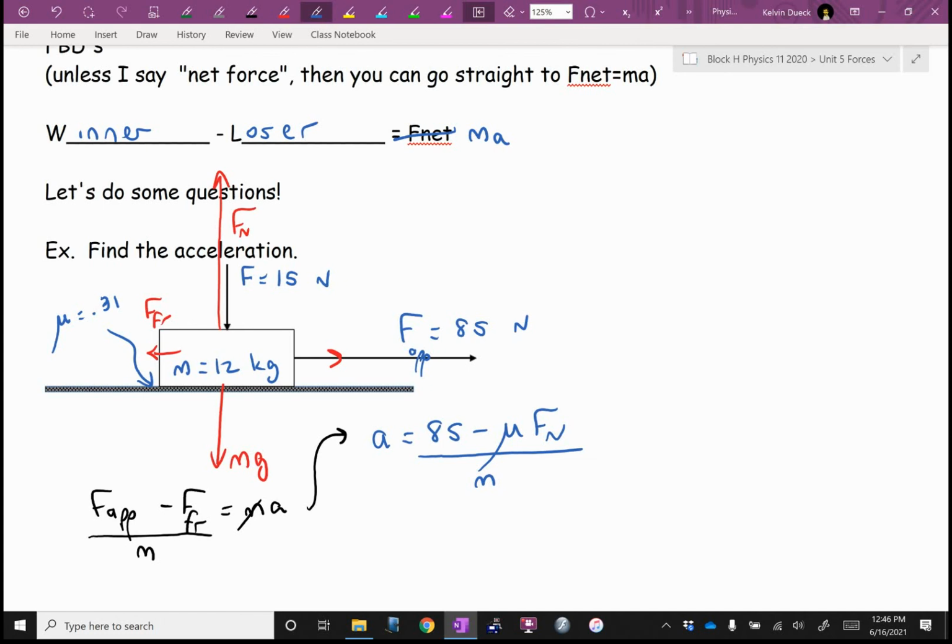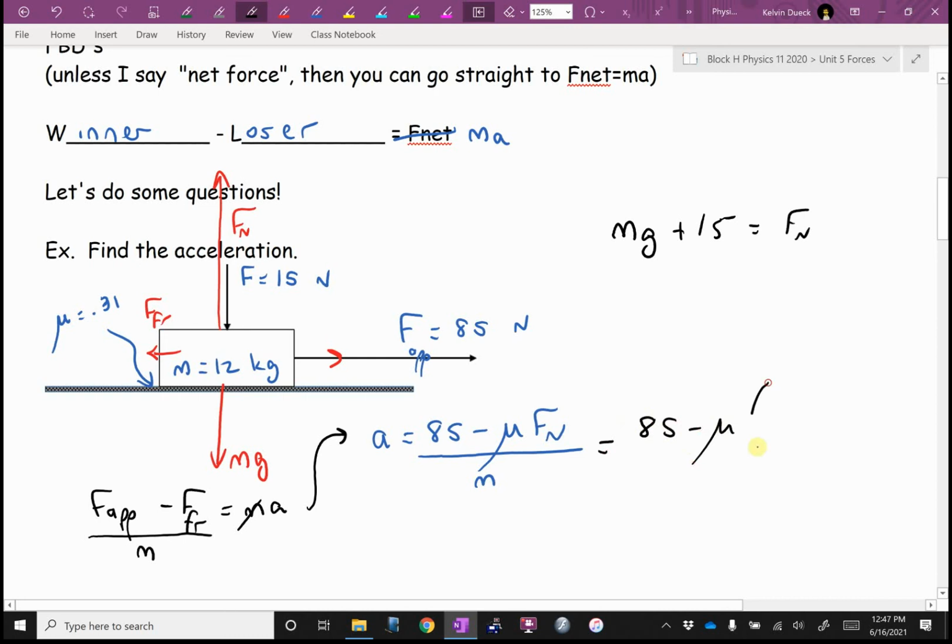There's two things pointing down, right? Two arrows. It's going to be mg and that 15. Oh, and means plus, yes. What's everything pointing up? Only one arrow: the normal force. So conveniently, the normal force is already by itself. It's mg plus 15. You could crunch that if you want to, or if you kept going, it would look like this: 85 minus mu, and then in brackets, mg plus 15, because that's the whole normal force.